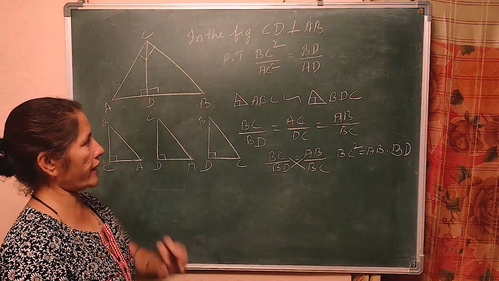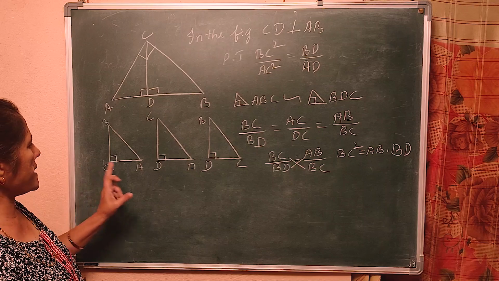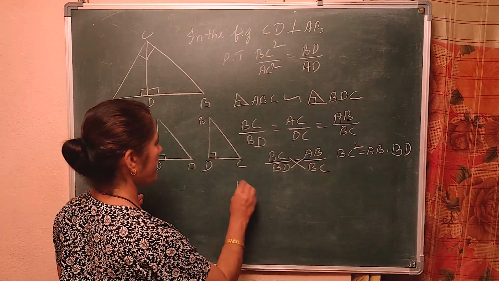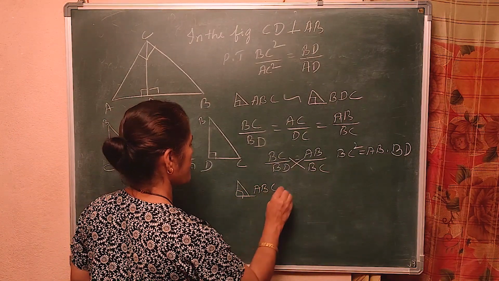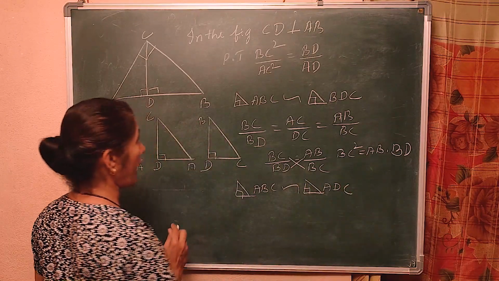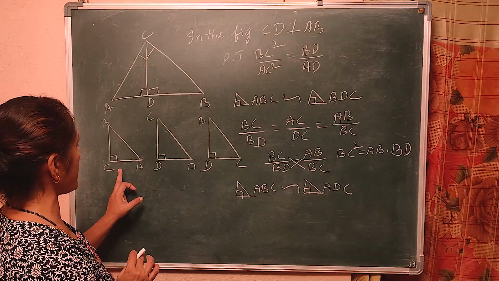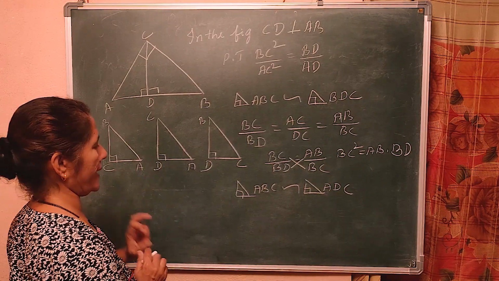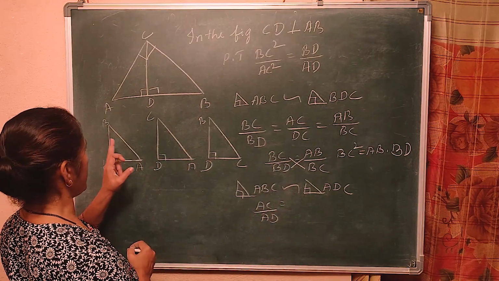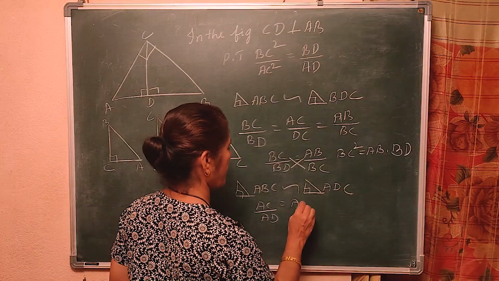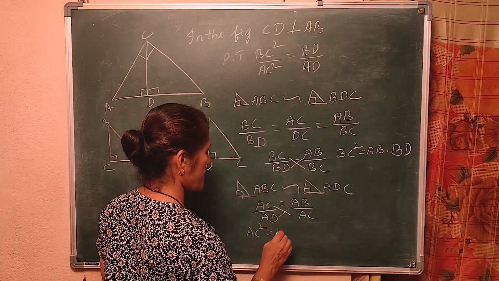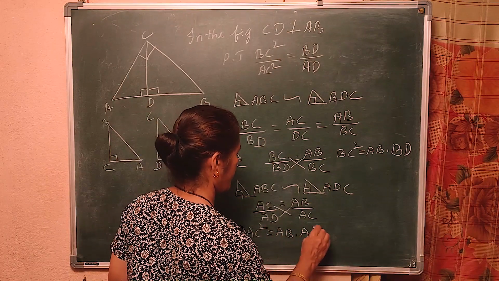Now look at that. AC square I have to get. Where does AC come? AC is here, AC is here. So I take these two triangles. Right angle triangle ABC is similar to right angle triangle ADC. That's what I write down first. So I want AC. Wherever AC comes, that side I will take. AC by AD is equal to AB by AC. I do the cross multiplication. AC square is equal to AB into AD.